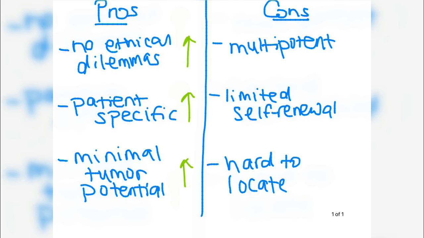However, there are limitations to using adult stem cells. First, they're clearly multipotent, so they aren't as flexible with differentiation as embryonic stem cells are. Also, they have a limited ability to self-renew, so unlike embryonic stem cells, they are not immortal in culture. Finally, because adult stem cells are located in very specific regions of the body, which are not always easy to get to, locating and acquiring adult stem cells of the various types can be difficult.